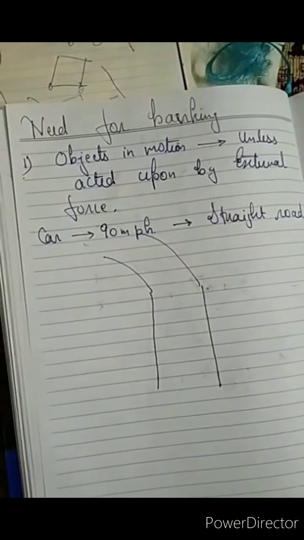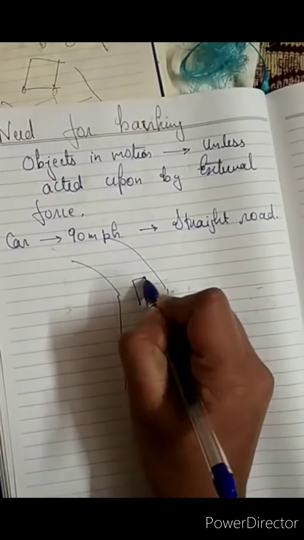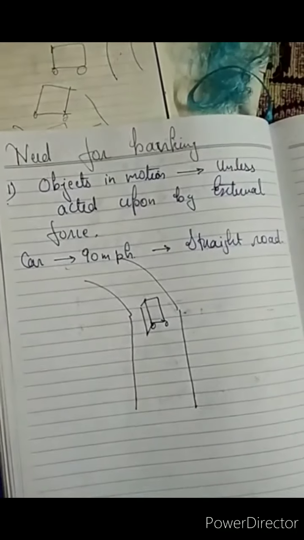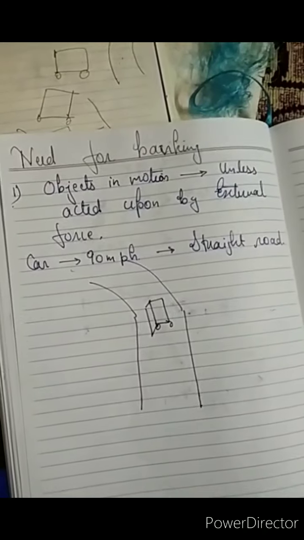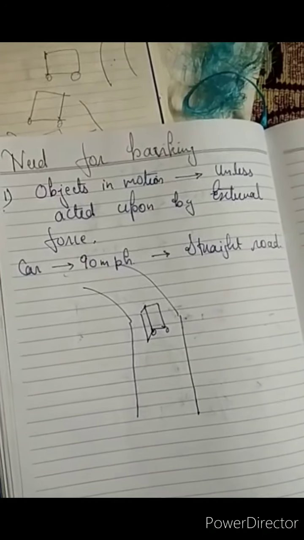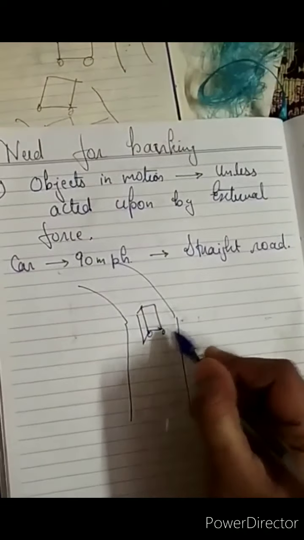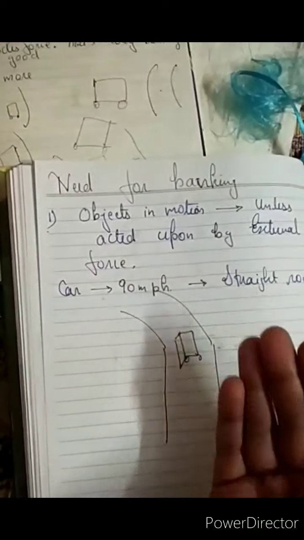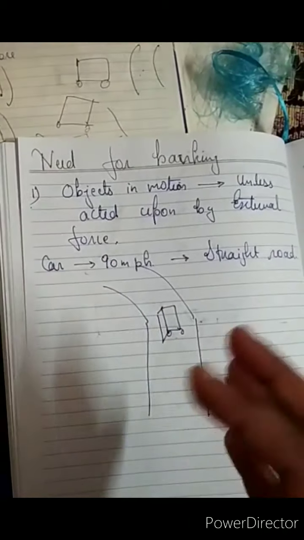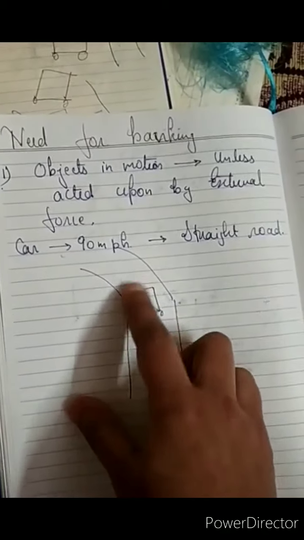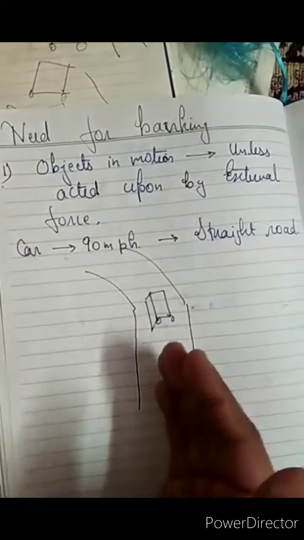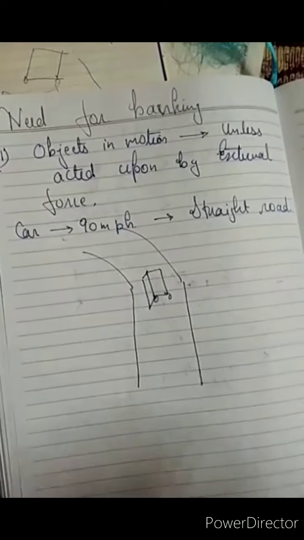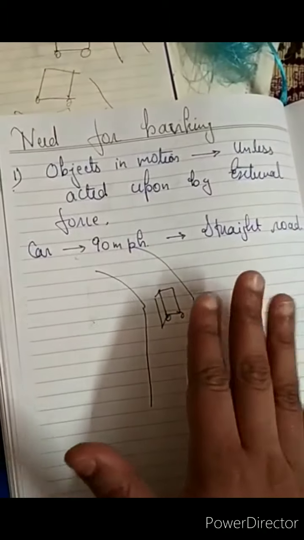What do you think? Who will provide the push to this car? Is it your car? No. The push is provided only by the road. If you want to take a smooth curve, and you want to take a turn on a sharp curve while keeping your speed constant, what you have to do? That push is provided by the road.